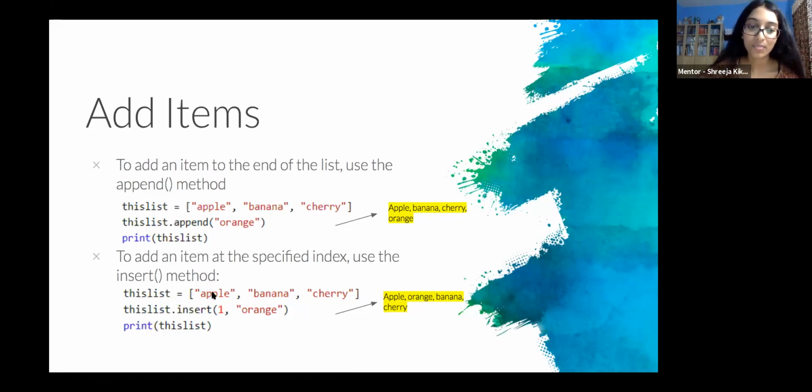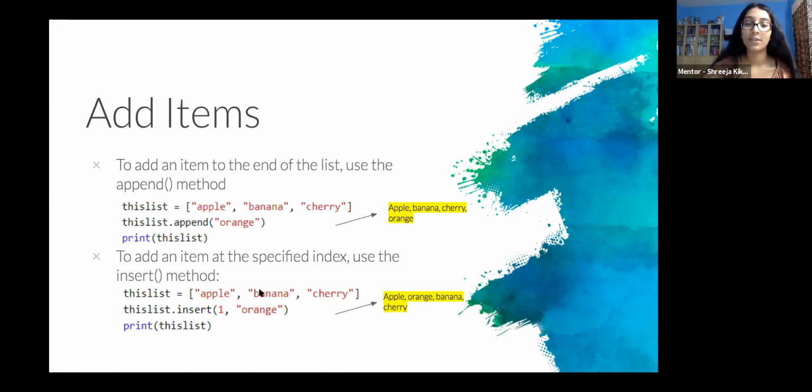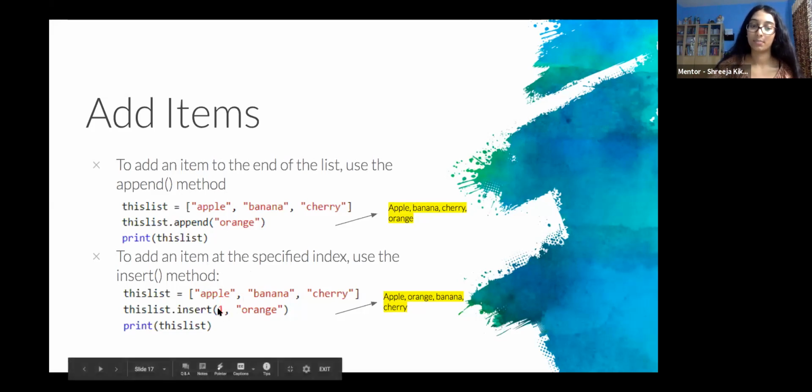So you just want it to go in index 1, and what's in index 1 right now? Banana, right? So it's going to take everything at that index that you specified and move it up 1 index, and it's going to put an orange there. So it's not going to do anything to apple, it's just going to move everything above this index to the right.